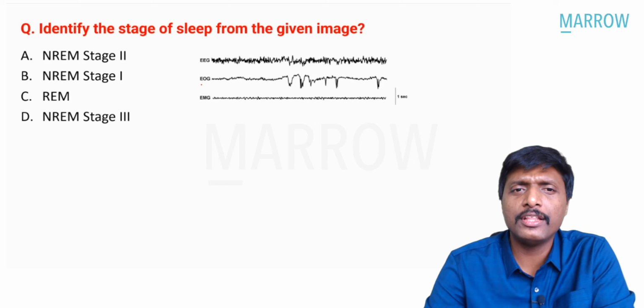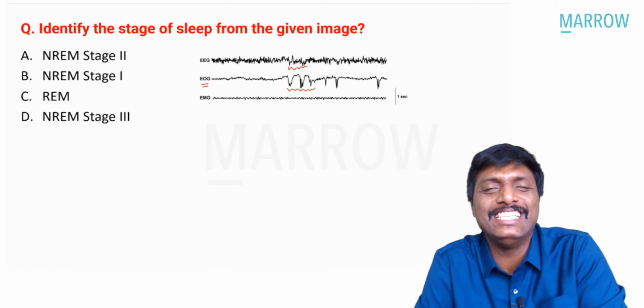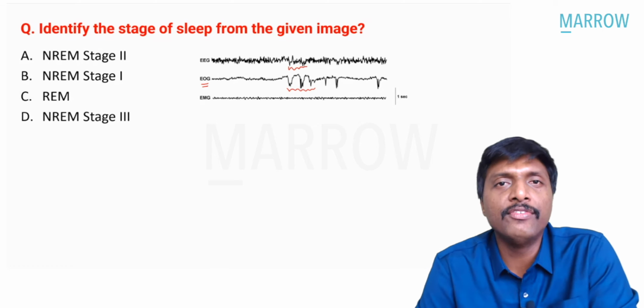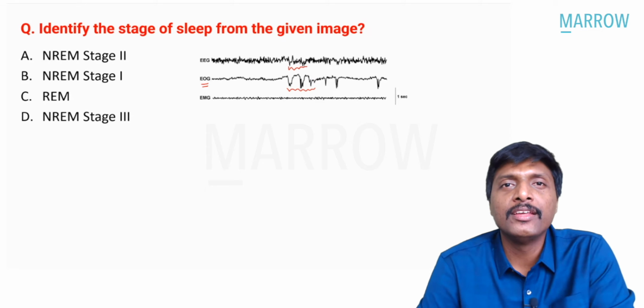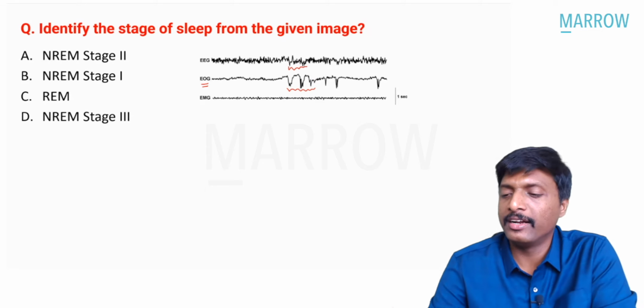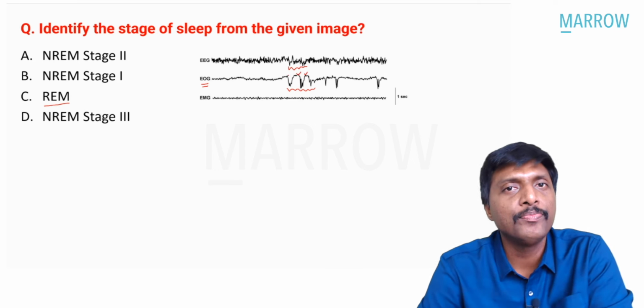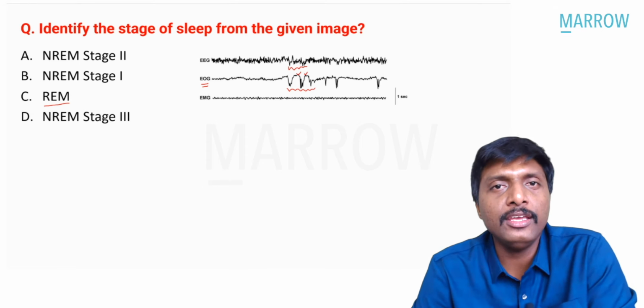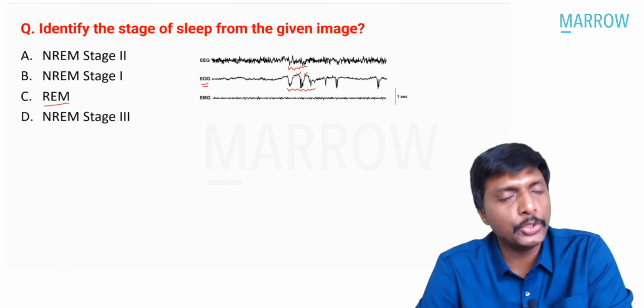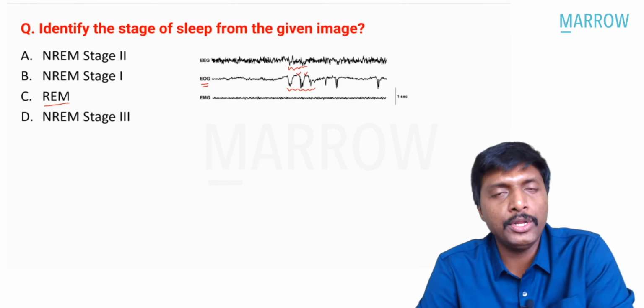First, only look into this electrooculography. There is an eye movement shown here and this corresponding EEG resembling wakefulness, showing a beta wave. So this is none other but our REM sleep. Because we are noticing eye movement here, this itself is sufficient to pick the answer. Electromyography, the muscle recording will show no activity because of atonia.